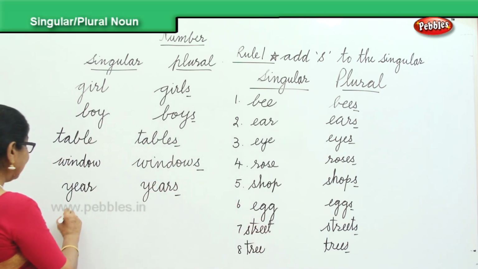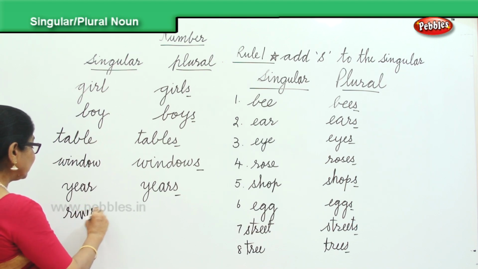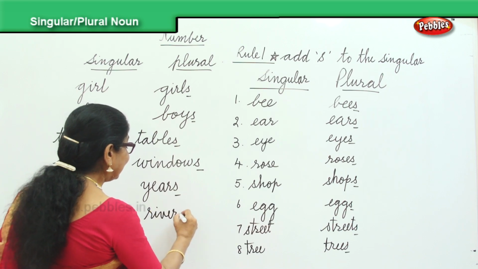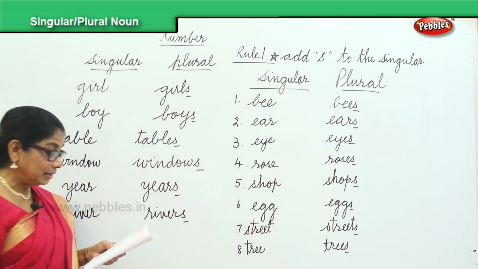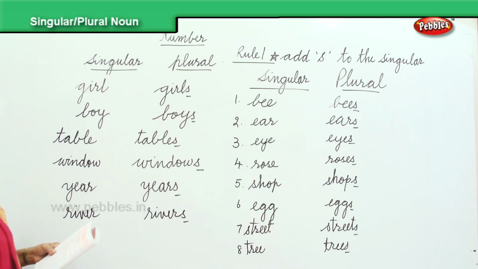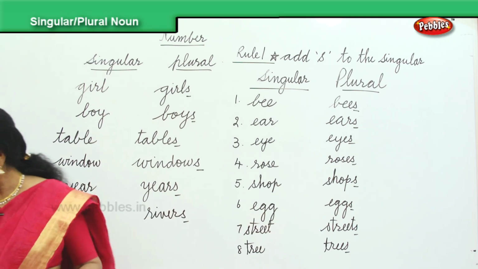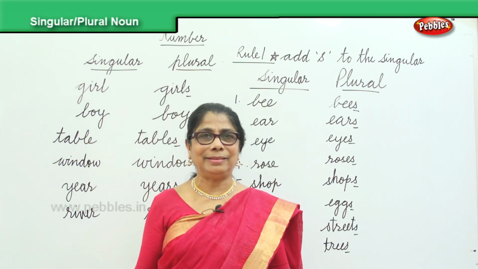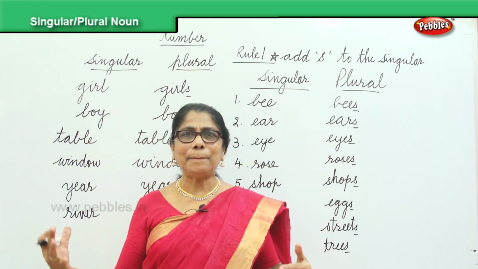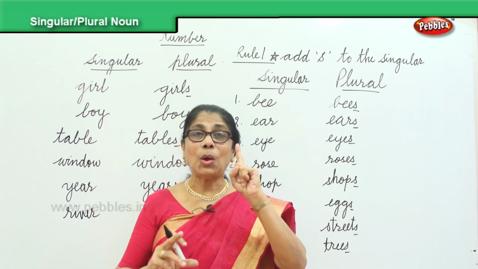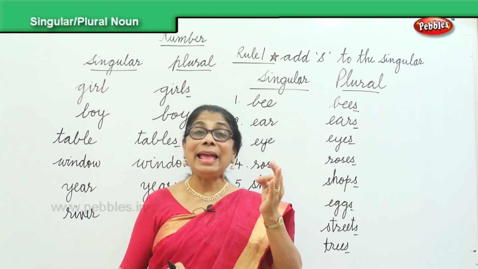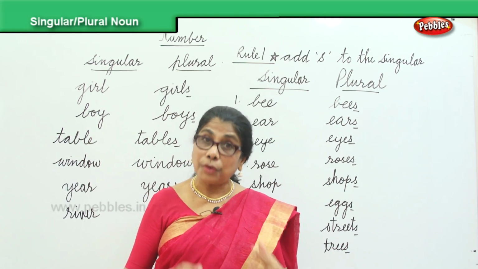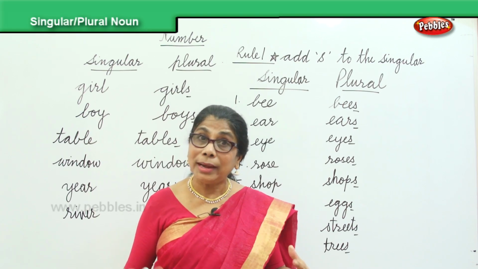River. Very good. River, rivers. River, and you add s. Rivers then. So, we have here a whole lot of singular nouns and the first rule we have learned. In singular number, plural number, we have learned one single rule, that is, add s to the singular number in forming the plural noun.